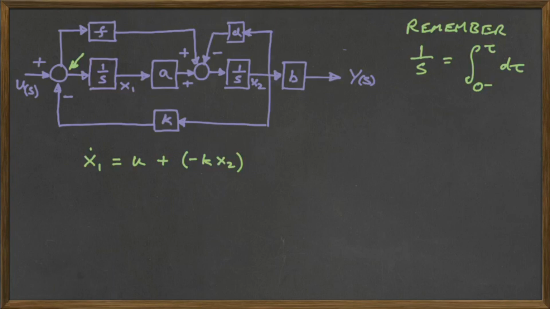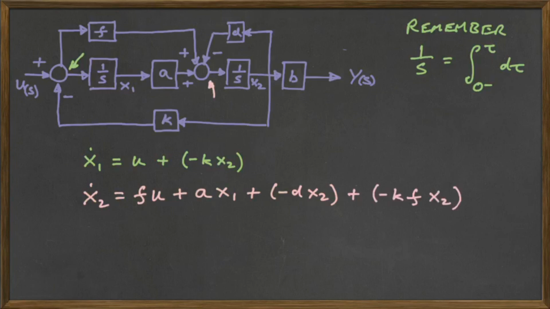are u and minus k x2, because the x2 signal is flowing along that bottom feedback loop, and it is negative feedback because of the minus sign. So the x1 is the easiest to spot. But we'll now take a look at x2.